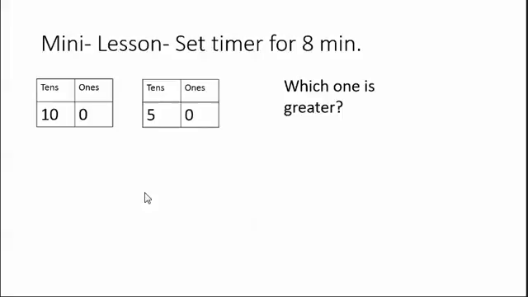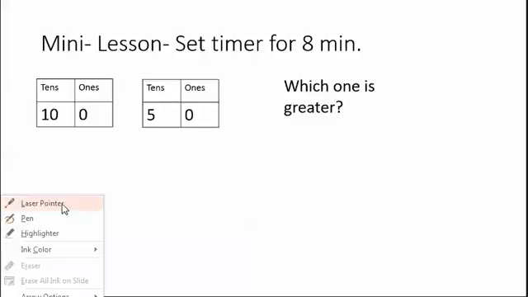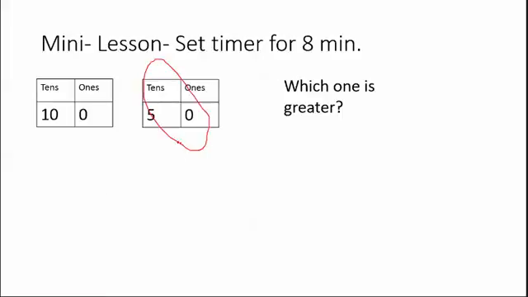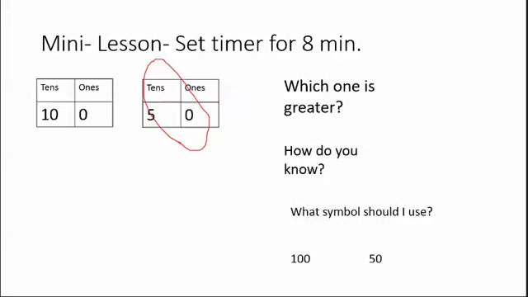Kids should pretty automatically know that 5 tens and 0 ones is 50 because we've done that plenty of times. And then asking them how they know. 100 is greater because 10 is more than 5 in the tens place. And then asking kids to complete the sentence, which symbols should I use, greater than, less than, or equal to. Getting kids involved maybe with using their arms again, drawing in the air, whispering it in their hand, letting it out, getting them engaged in different ways.